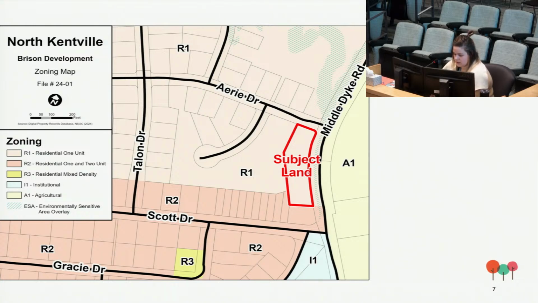The site is surrounded by a number of zones, including the R2 zone, which directly abuts the site to the south, the residential mixed density R3 zone, also to the south. We also have the institutional I1 zone to the southeast, and then we have the agricultural zone, A1 zone, to the east and west. There is a drainage ditch along the western side of Middle Dyke Road, which is identified as being in the environmentally sensitive area overlay, and this could mean that either the drainage ditch is at risk of flooding or has a slope of greater than 20%.